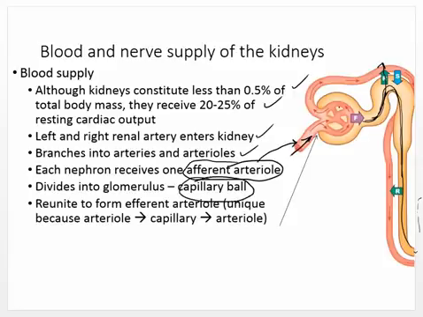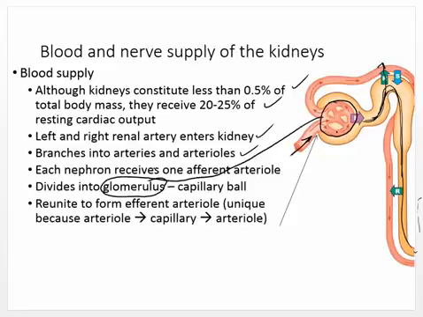So that's what this is. This is a little capillary ball, and we call that a glomerulus. So that's what this thing is here. This is the glomerulus. Now something very unusual happens in the kidneys, and that's on tests, and it's something that people like to talk about. But you have an afferent. Afferent means it's going to. You have an afferent arteriole.